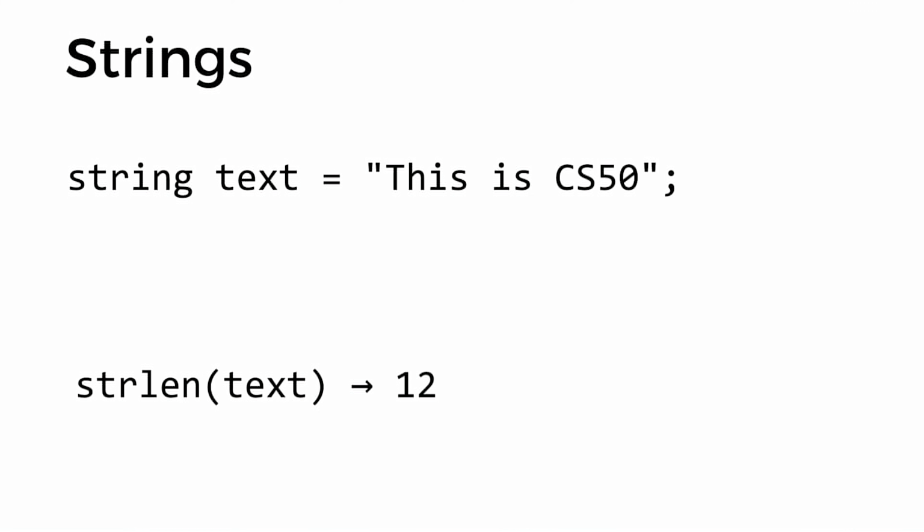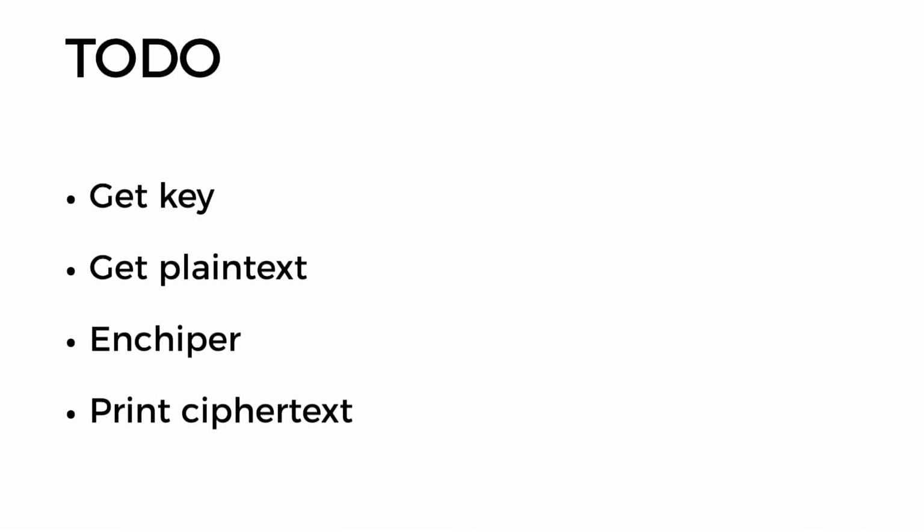So by combining this, knowing the length of the string, knowing how to access an individual character in the string, and knowing how to encipher an individual character in the string, you should be able to implement this Caesar program by first figuring out what the key is, then getting the plaintext, then enciphering that plaintext by shifting all the alphabetic characters, and printing the result.